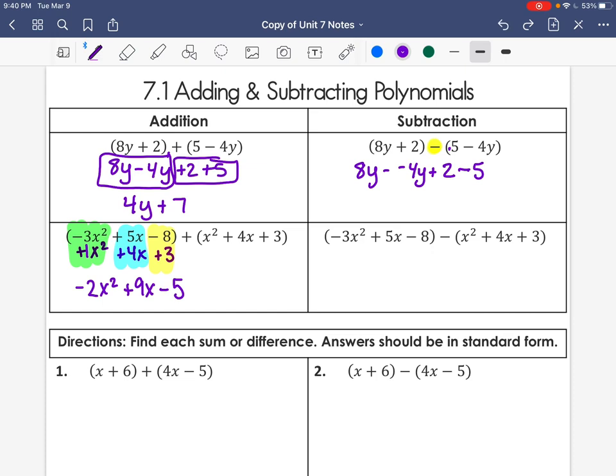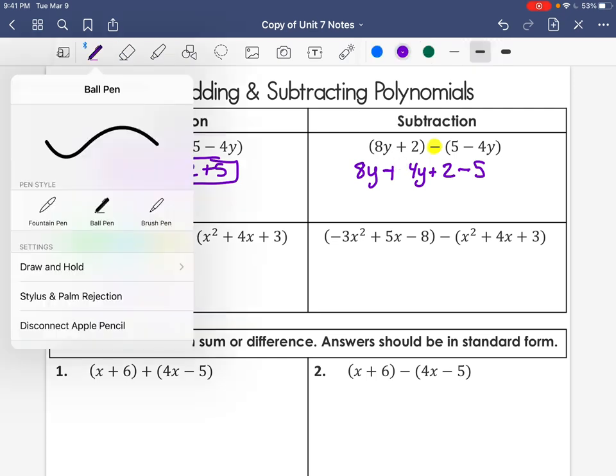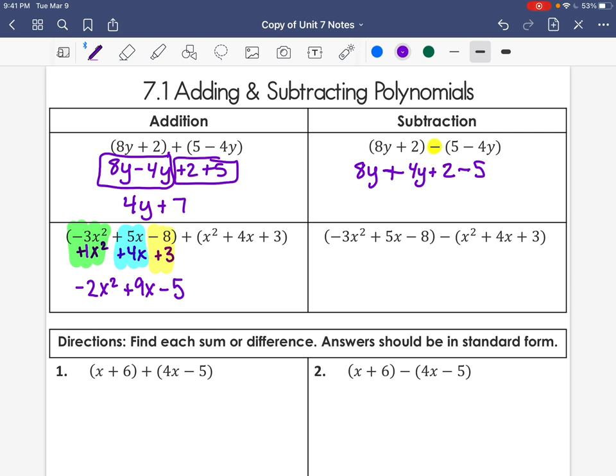So the side-by-side method is a little bit trickier. Remember that minus a negative is a positive. So it's going to be 8 plus 4. So that there is no negative there if you do minus a negative. Minus a negative is a plus. Not plus negative, just plus. So 8 minus negative 4, or 8 plus 4, is 12y. And then 2 minus 5 is negative 3. So that will be minus 3.